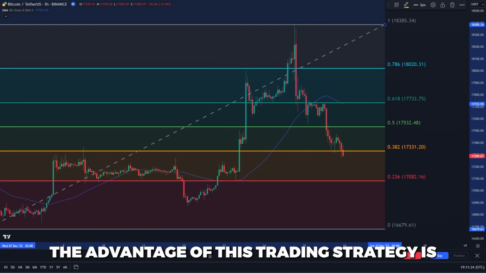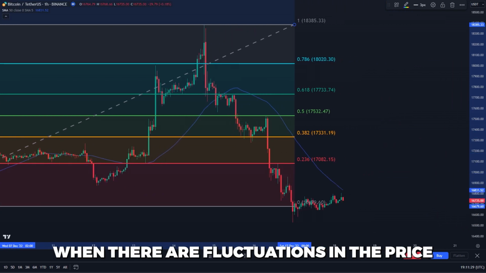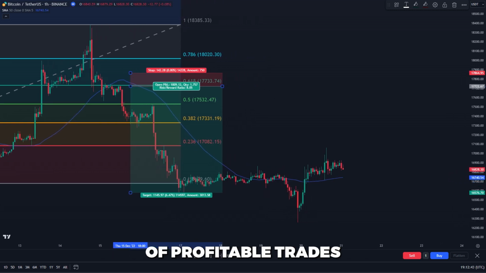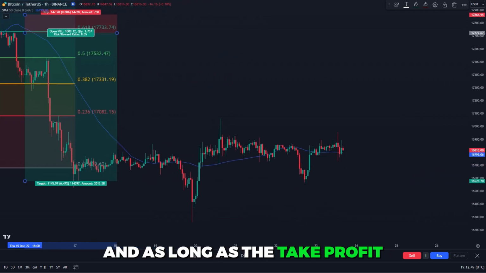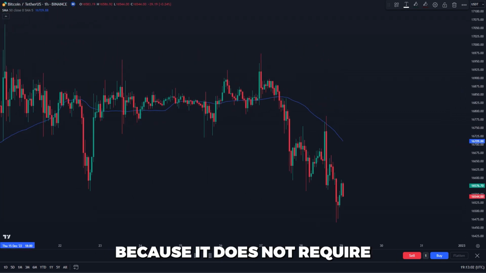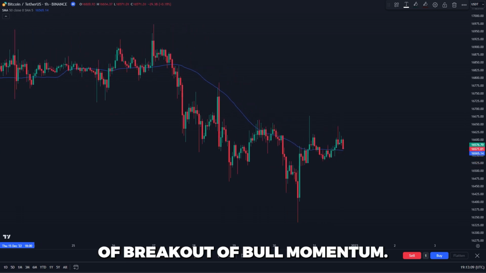The advantage of this trading strategy is that when there are fluctuations in the price before it breaks out of the previous high, you can have a few profitable trades. As long as the take profit is at the previous high, it has a higher winning rate because it does not require the expectation of a breakout of bull momentum.